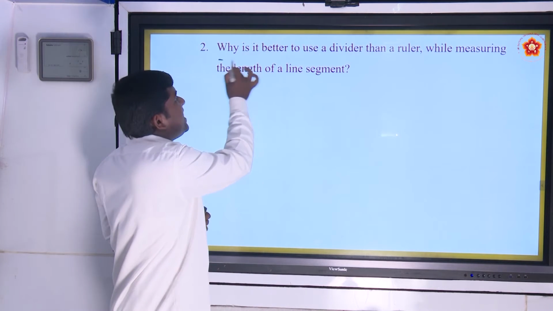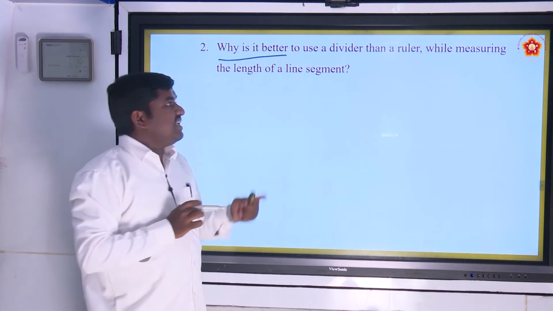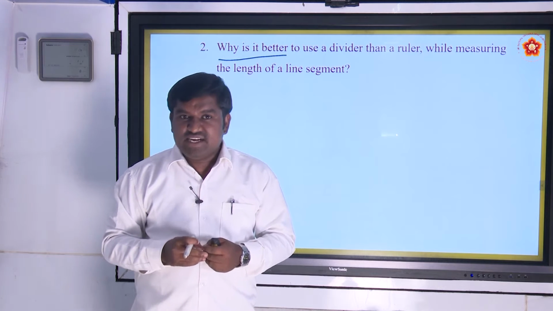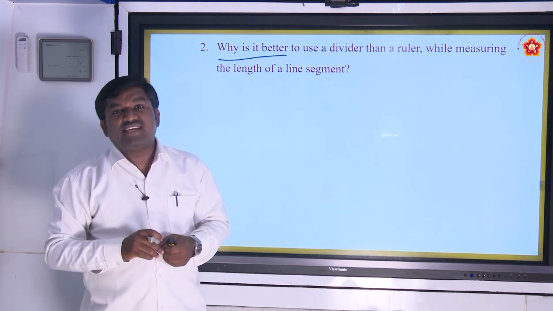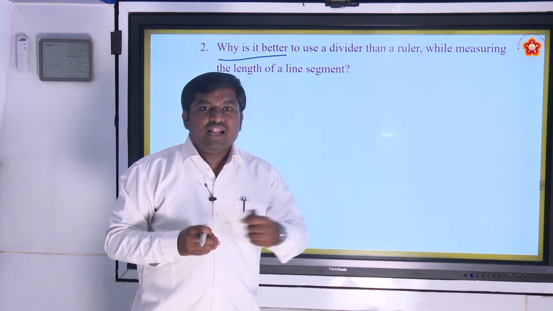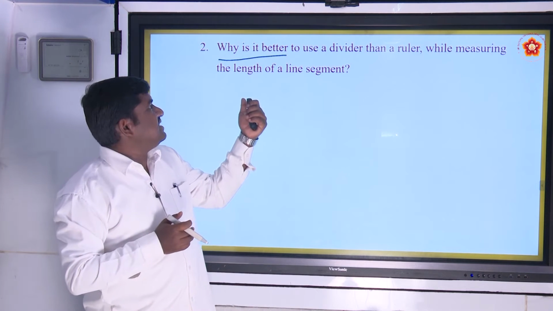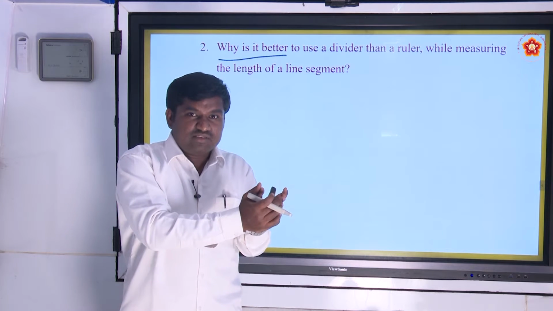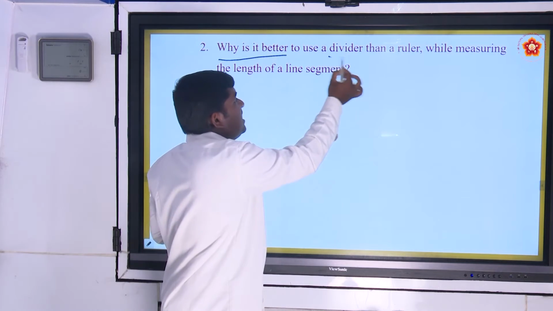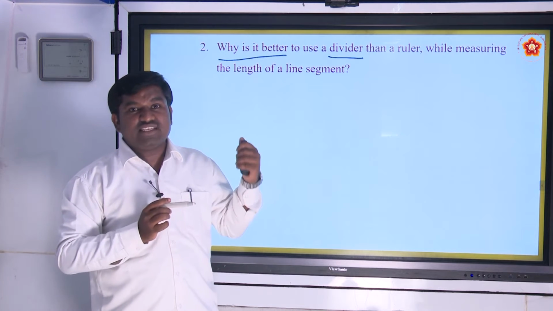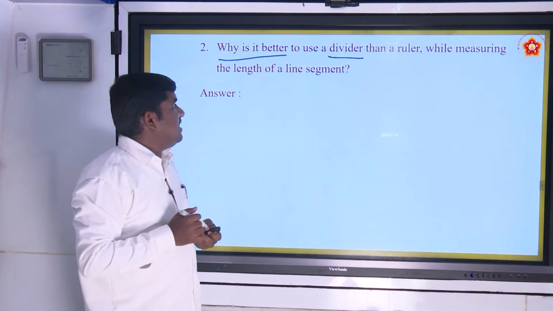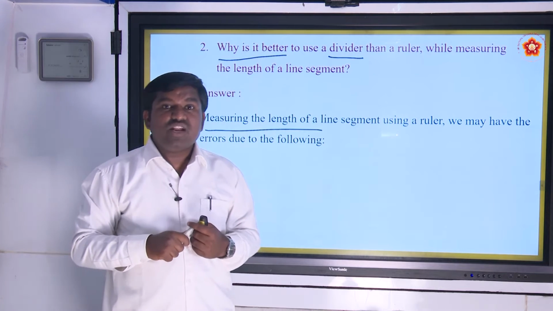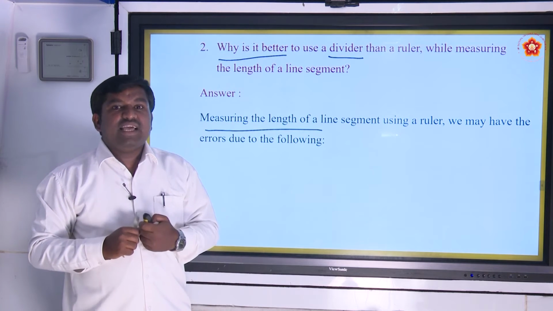Next, second question. Why is it better to use a divider than a ruler while measuring the length of a line segment? We learned 3 methods of measuring the length of line segments, but here they ask why it is better to use a divider. Using a divider is better than using a ruler. They are asking why. So see the answer: measuring the length of a line segment using a ruler may cause the following errors.